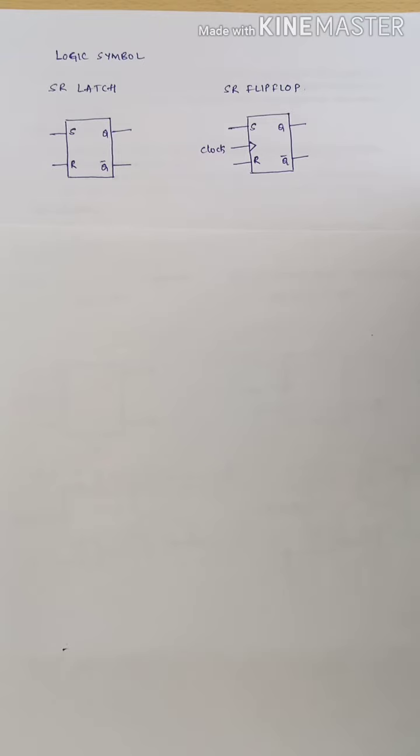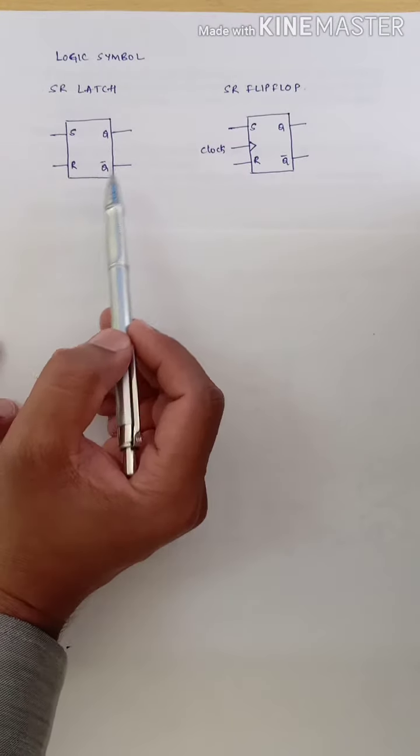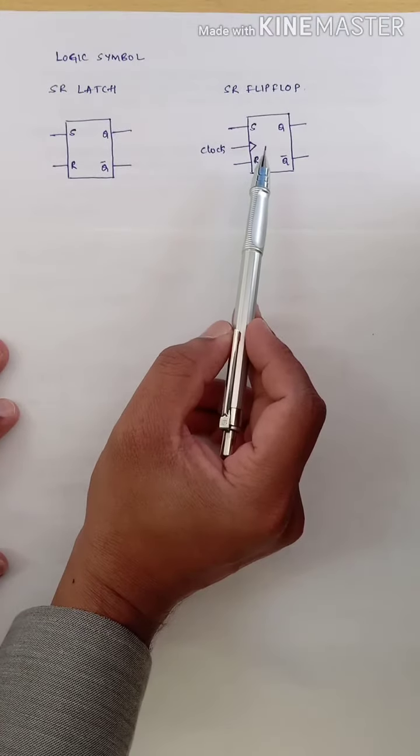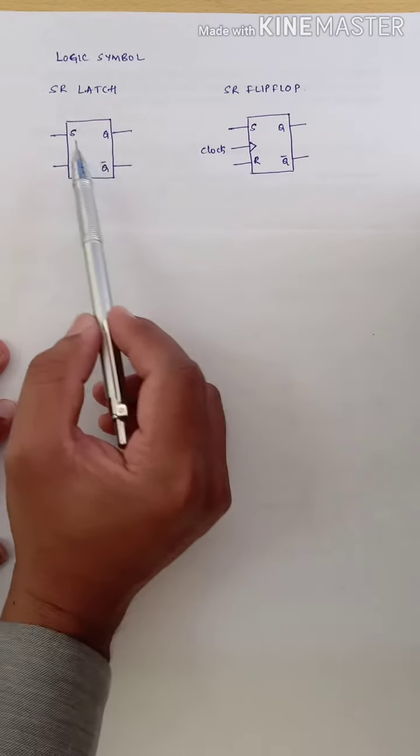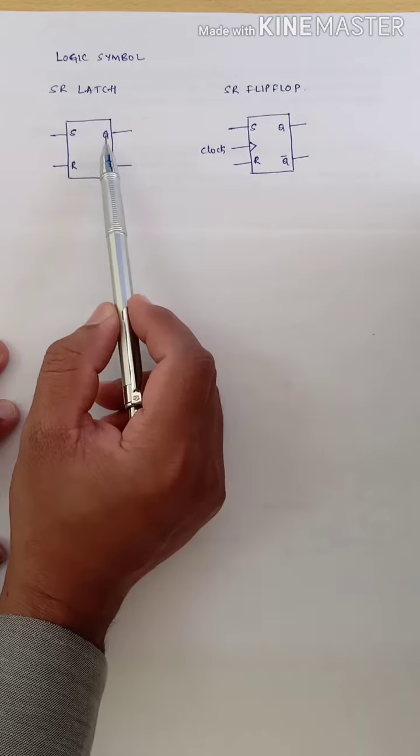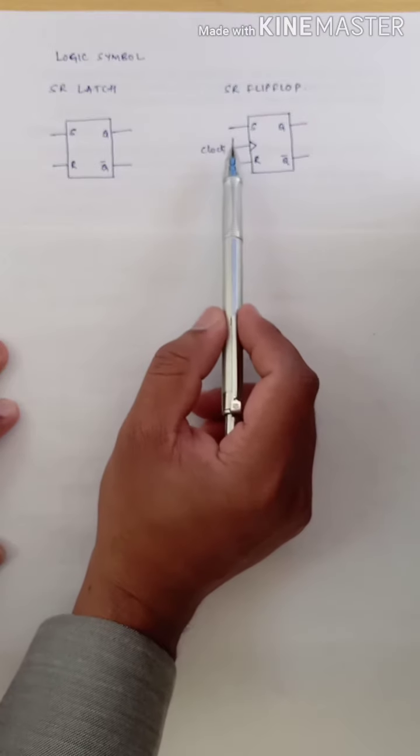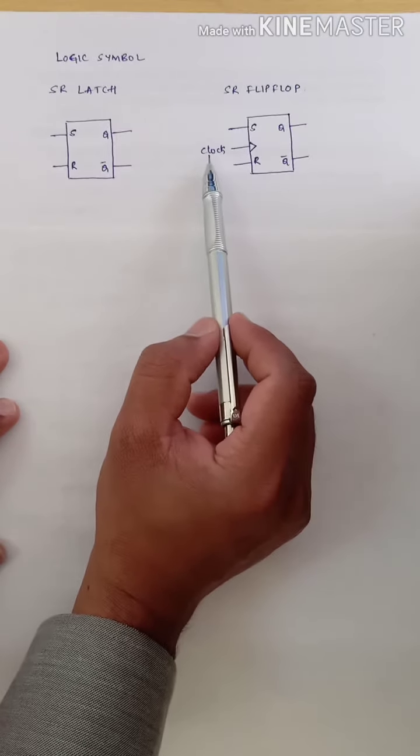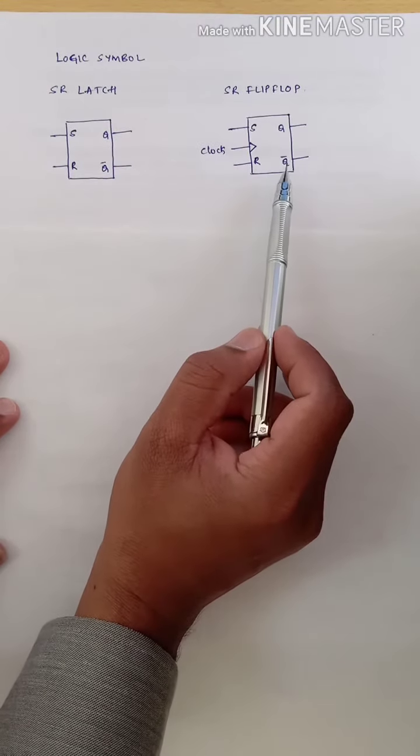Now, before I start explaining what a clocked SR flip-flop is, we'll recall the difference between the logical symbols of SR latch and SR flip-flop. Here, this is the logical symbol for the SR latch, whereas this is the logical symbol for the SR flip-flop. In the logical symbol of the SR latch, you have two inputs S and R and two outputs Q and Q bar. Whereas for an SR flip-flop, you have three inputs: S, R and a clock, where clock acts as the control, and two outputs Q and Q bar.